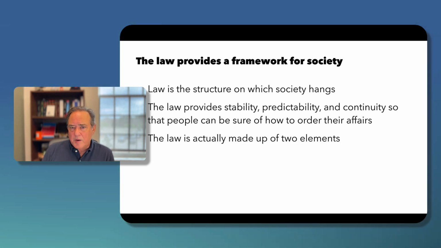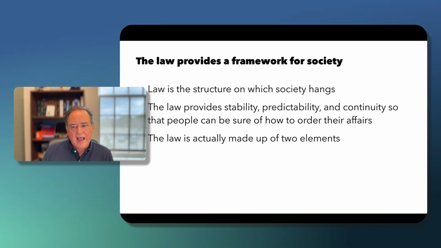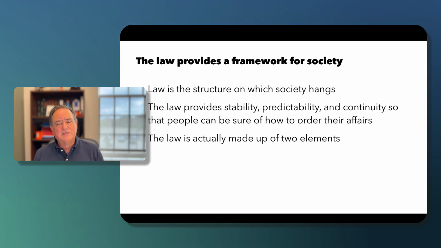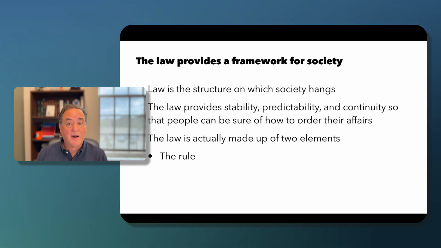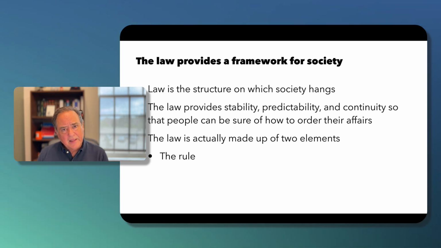Now, when we talk about the law, another aspect that we need to discuss is that the law is actually made up of two elements. In every law, there are these two elements, starting with the rule. There is a rule that forbids something or requires something along those lines. There's a rule in place. That's the rules to the game.